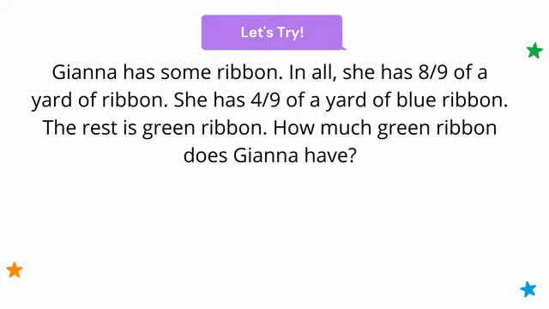Here's an example. Gianna has some ribbon. In all, she has 8/9 of a yard of ribbon. She has 4/9 of a yard of blue ribbon. The rest is green ribbon. How much green ribbon does Gianna have?